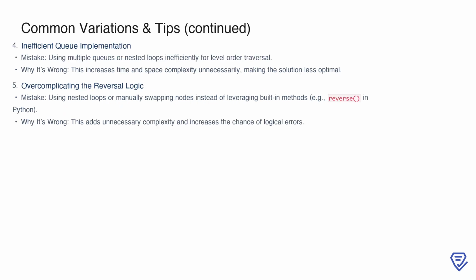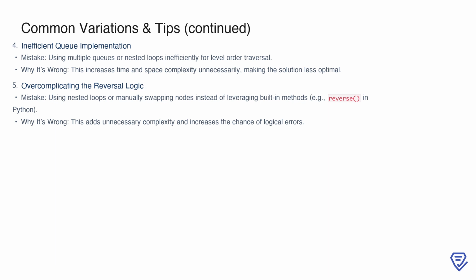Now, let's look at a couple more pitfalls. One is using an inefficient queue implementation. For instance, relying on multiple queues or overly nested loops during the traversal process can increase time and space complexity unnecessarily. Simplifying the queue logic ensures your solution remains optimal.